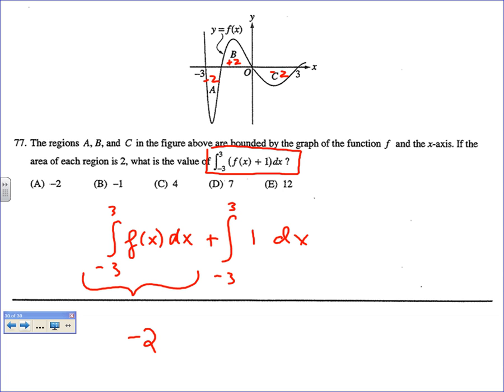Now to that you're going to add, and the integral of 1 is x, of course, and the upper and lower limits are 3 and negative 3 respectively. So we have a negative 2 plus, on the upper limit we have a 3, and then we have a minus 3, which will give us a 3 plus 3, or a 6, and a negative 2 plus 6 gives us 4. And so the answer here is C.